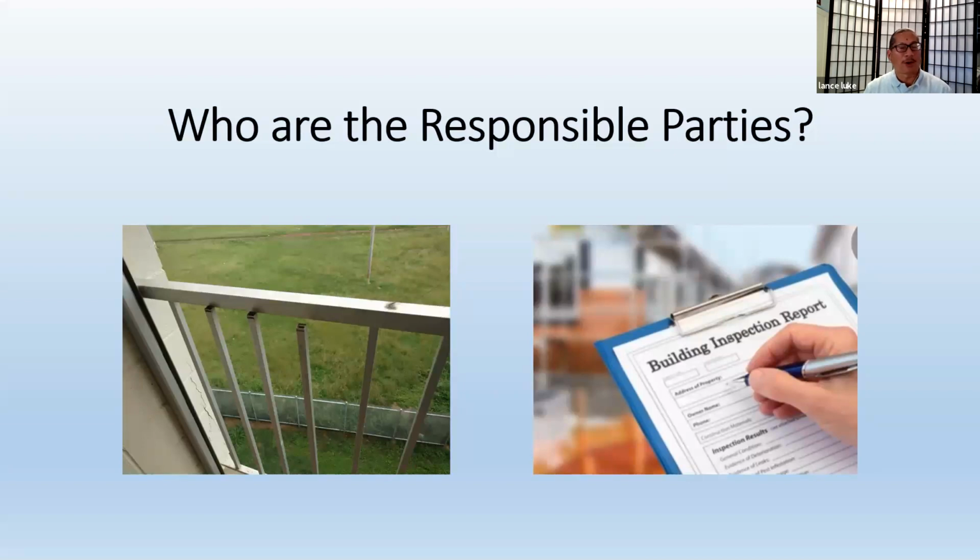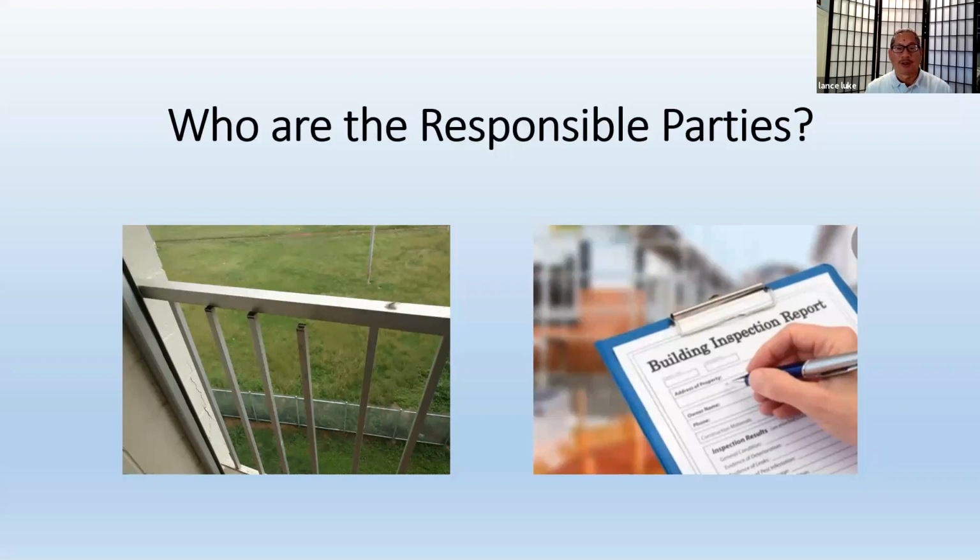Who are the responsible parties? If you look at the photo on the left, you can see railing, and you look at the pickets, and they're loose. And this is a condominium. So who's responsible for a condominium? Well, if the railing is part of the building and considered part of the common area, then the board and the property management company is responsible. If the railing is a unit owner's responsibility, then the unit owner is responsible.